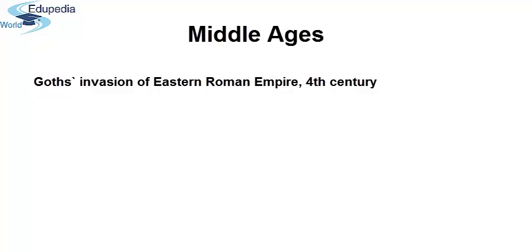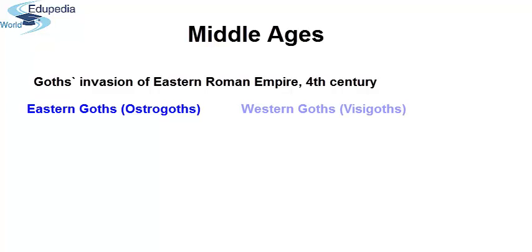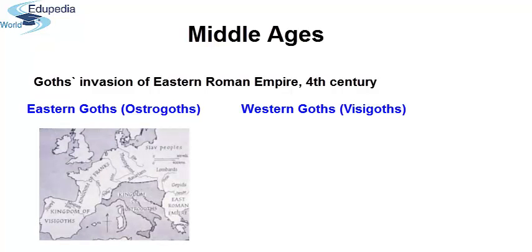The Goths of Italy are called Eastern Goths or Ostrogoths, while the Goths of Spain are called Western Goths or Visigoths. Both of them founded their kingdoms on the former territory of the Roman Empire, the Ostrogothic kingdom in Italy and the Visigothic kingdom of Spain.